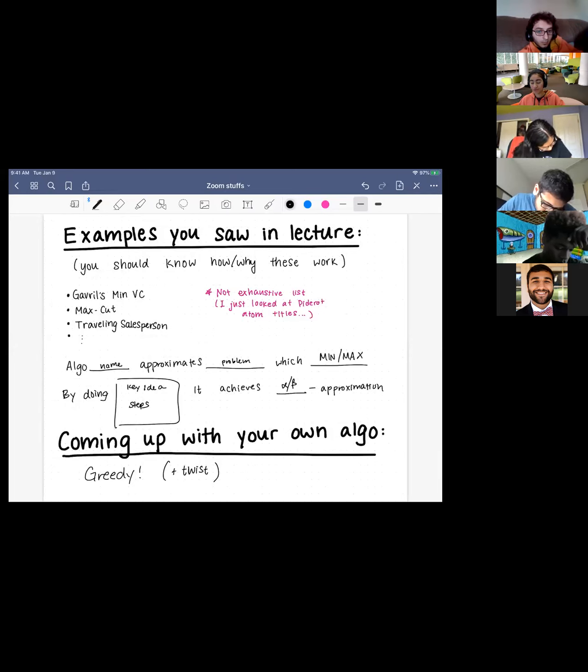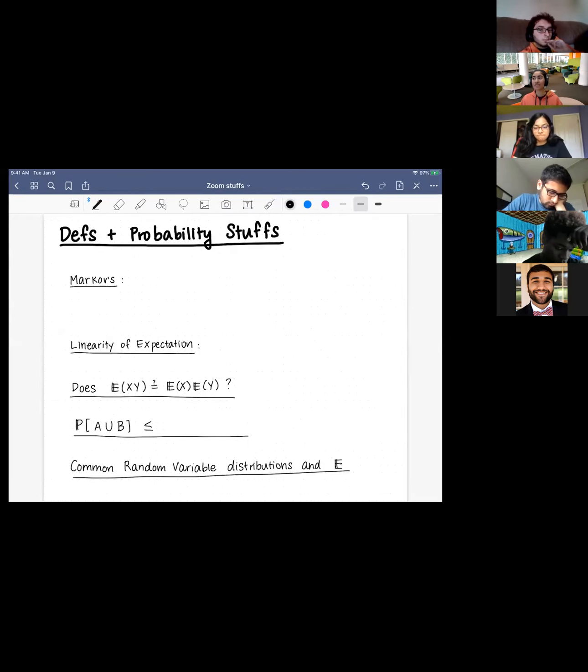Okay, so moving on to randomization stuff. The first thing is, don't forget your probability. I think people might get a little bit overwhelmed. They're like, okay, randomization algorithms, I need to know Monte Carlo and stuff, and I need to know how to do these algorithms. But you also need to know the basic probability stuff. So let's just go over these.